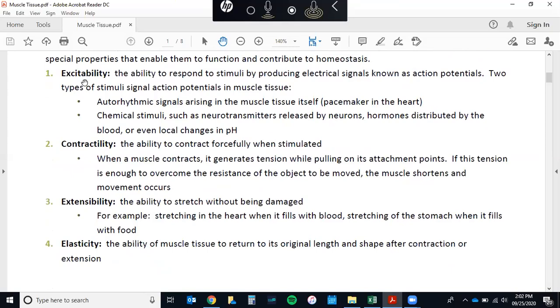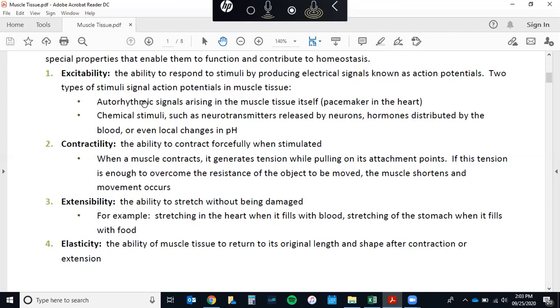The first property, which our neurons also exhibit, is called excitability, which is the ability to respond to stimuli by producing electrical signals known as action potentials, or nerve impulses. There are two types of stimuli that signal an action potential in our muscle tissues. In our heart, we have autorhythmic signals, specifically the pacemaker of our heart generates its own action potentials. Auto means self, so it's a self-created action potential.